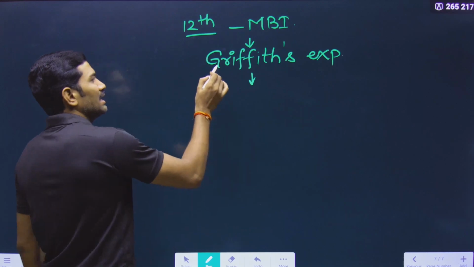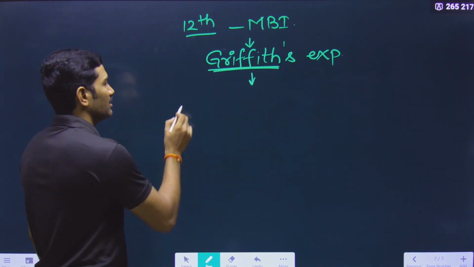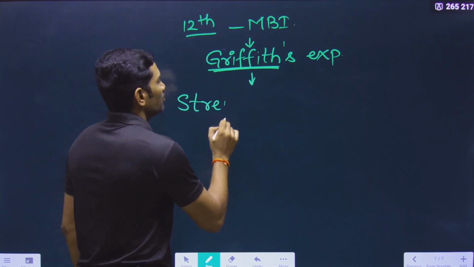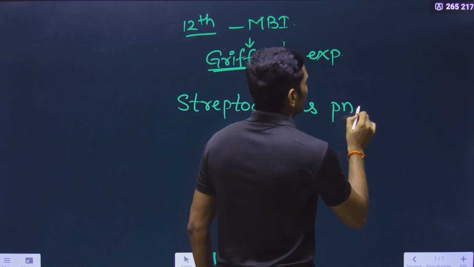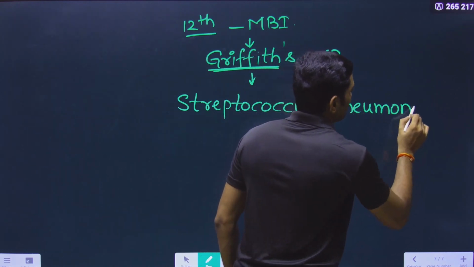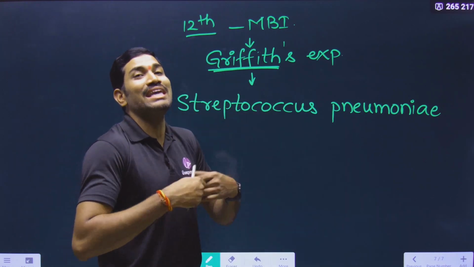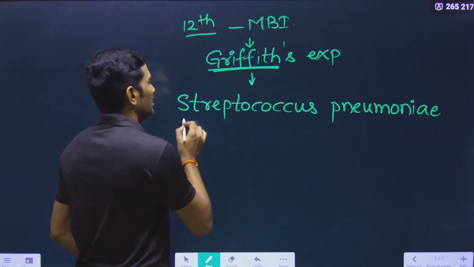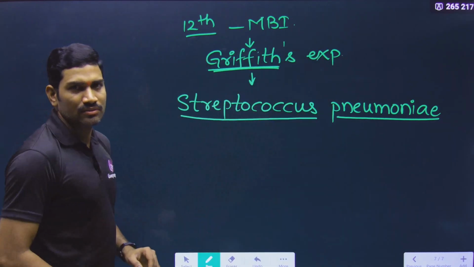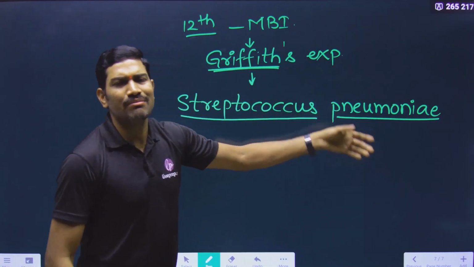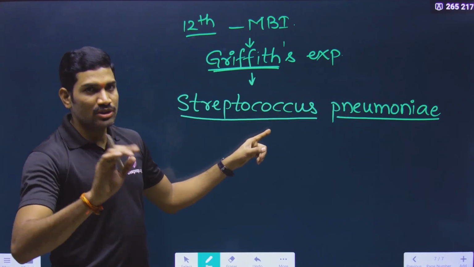What is the information? In this experiment, this scientist used one type of bacterium. What is that bacterium? Streptococcus pneumoniae. Pneumonia, N-I-A-E, pneumoniae. Pneumonia is the disease, pneumoniae is the species name. Since it is a scientific name, we need to underline this separately. Okay. So this is the microbe, or the bacterium, that was used by the scientist.